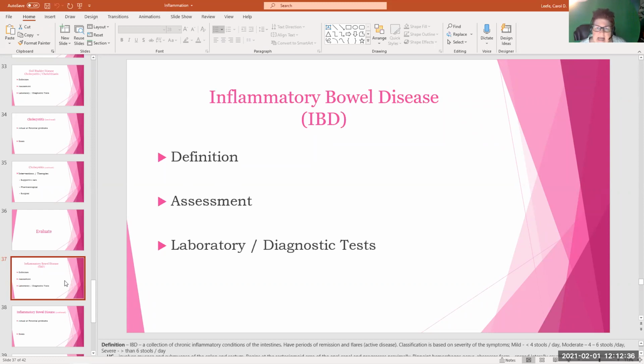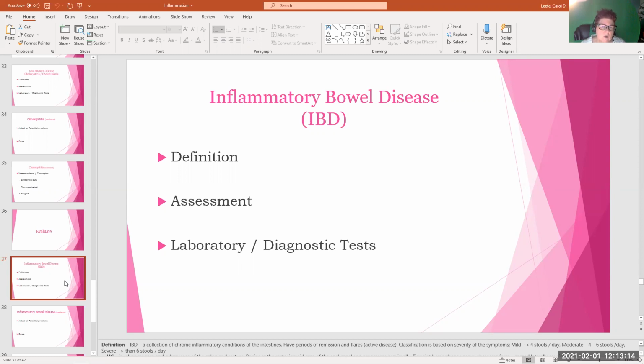Their hydration status, because a lot of times they're going to have diarrhea stools that can be anywhere from 5 to 30, depending on the exacerbation of the disease and what's going on. Like I said, for the stool for ulcerative colitis, it's going to be blood and mucus. So that CBC is going to be important to look at that H&H and see if they're going to need a transfusion.